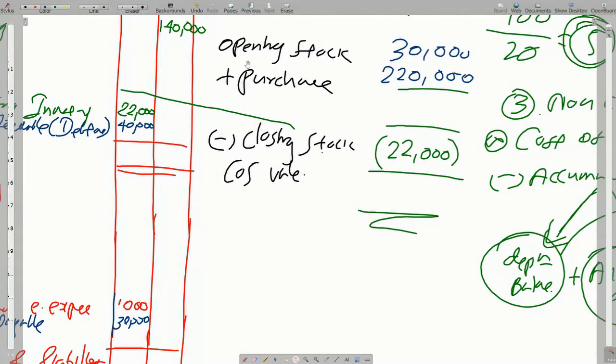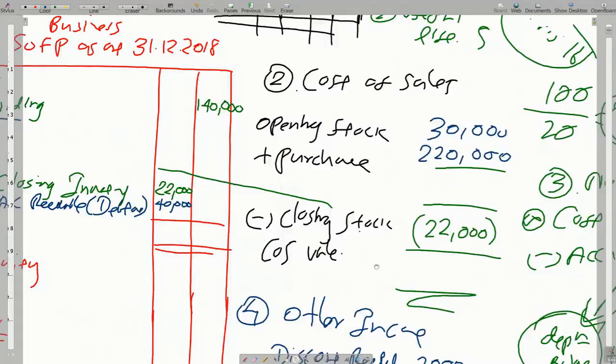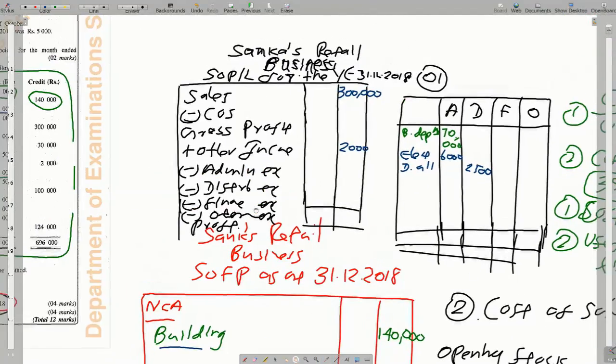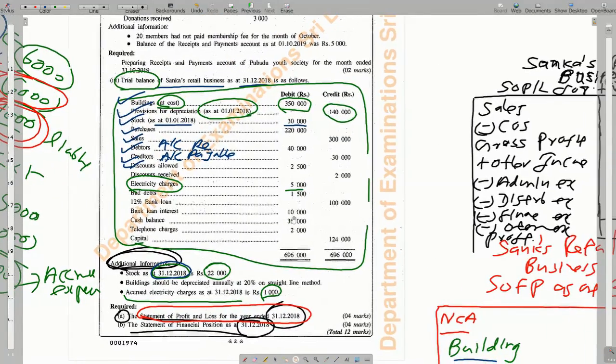2,000 other income, because discount received, of course, is an income for our business. Again you can make a note: for the other income, you can write discount received. It's about 2,000. So that amount you have directly entered into the other income column, right? Okay. Then we have considered other income as 2,000. Right. So then electricity expenses we have considered.